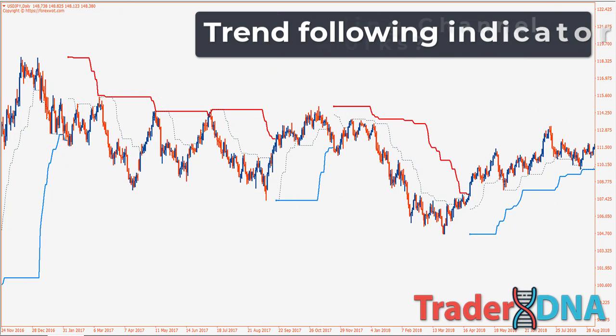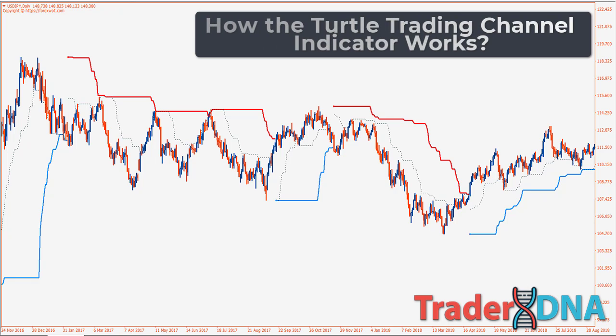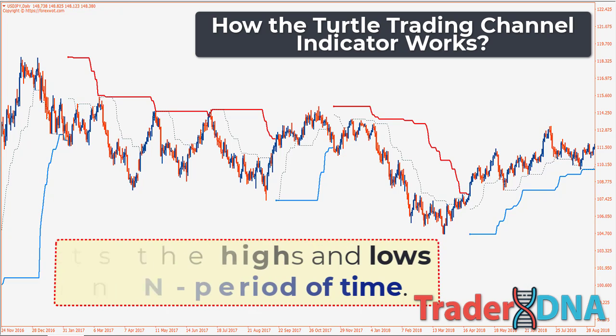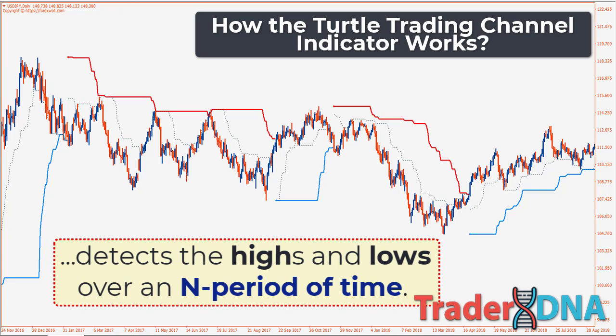How the Turtle Trading Channel Indicator works. The Turtle Channel Indicator uses an algorithm which detects the highs and lows over an N period of time. The dotted line has a lower N period as a preset, while the solid line has a higher N period. The indicator then plots its lines based on the highest high or lowest low of price action, moving against the direction of the identified trend.